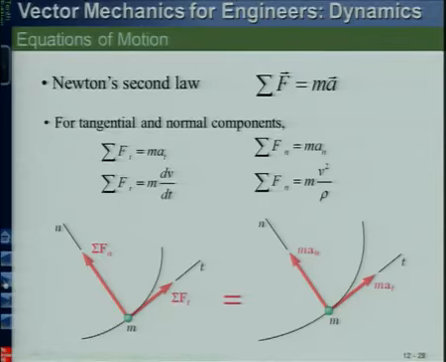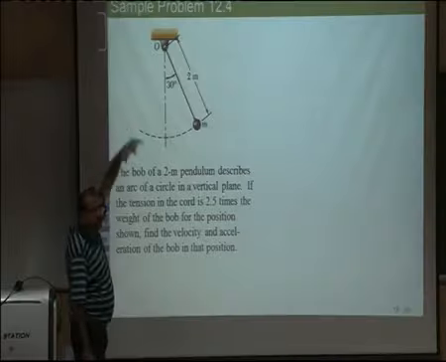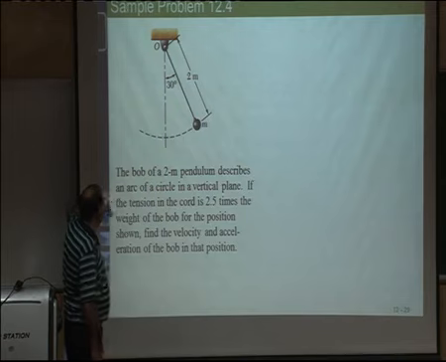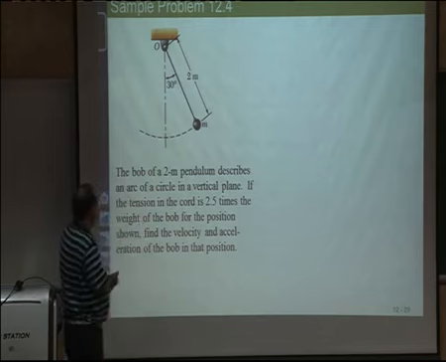Now, as a usage of this, again, you may have seen this thing, but let's do one of the simple ways. If we look at a problem of the pendulum, the length of the pendulum is given, it's 2 meters. It moves in a circle in a vertical plane, and the tension is given to be 2.5 times the weight for the position shown. So we have to find the velocity and acceleration at that. So how will we do?